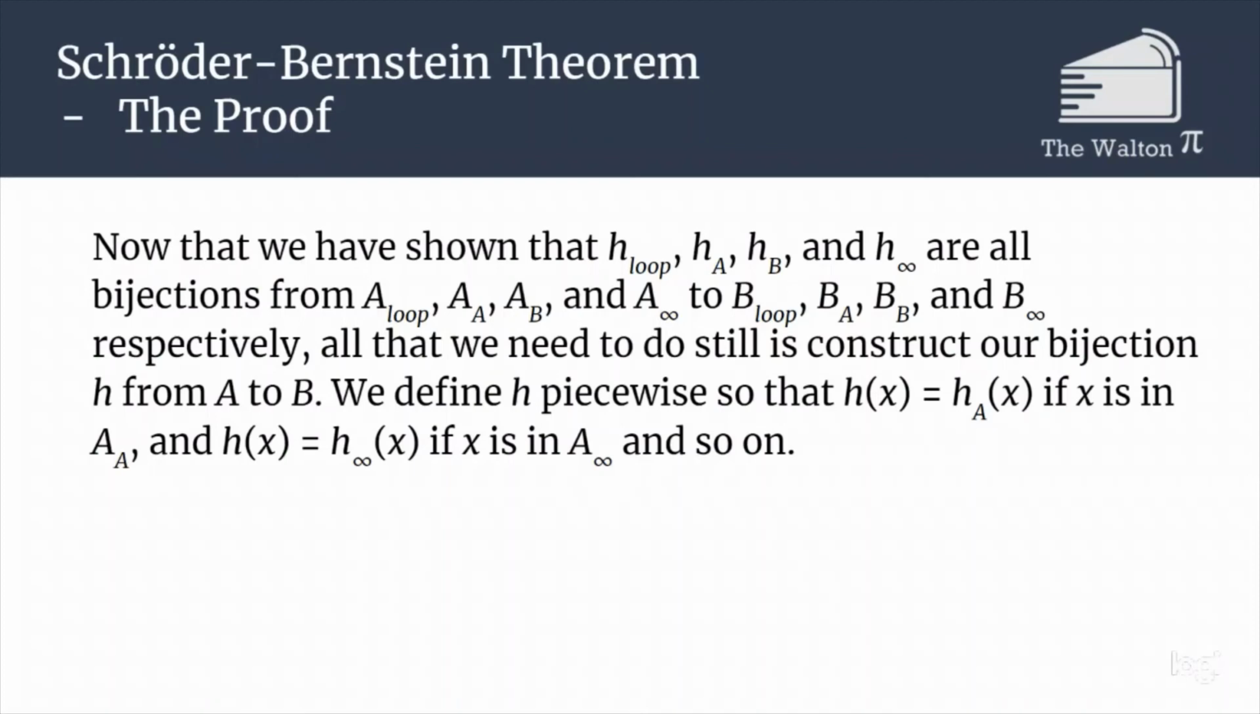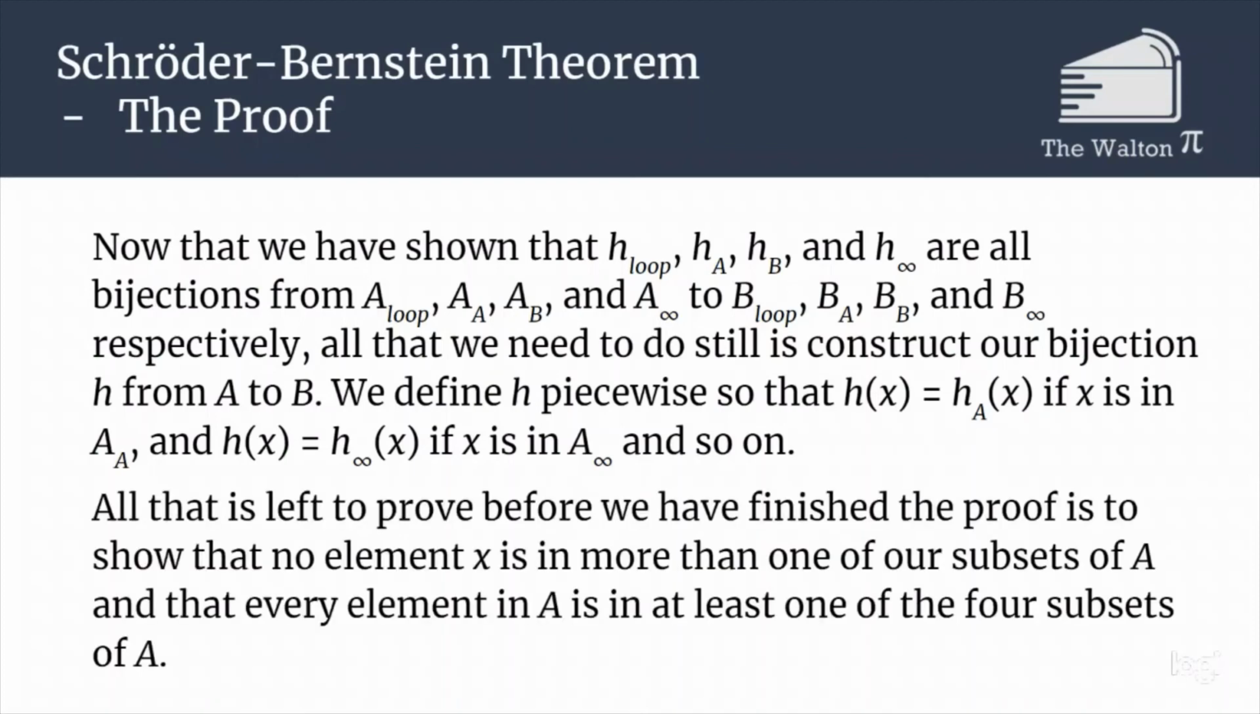Once we have done that, what we have left to do is show that no element is in more than one of our subsets, and that every element is in at least one of the four subsets. The reason we have to show it's not in more than one is that if it was in more than one, then maybe we would have a problem where this might not be a function. For example, if something is in both A sub A and A sub B, then it might be that under h sub A, the element goes to one thing, but under h sub B it goes to a different one. So we have to show that it's only in one of the subsets in order to show that it is actually a function.